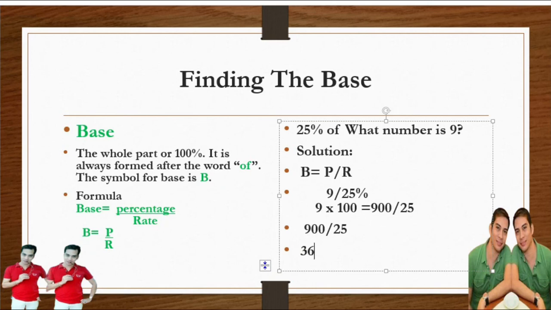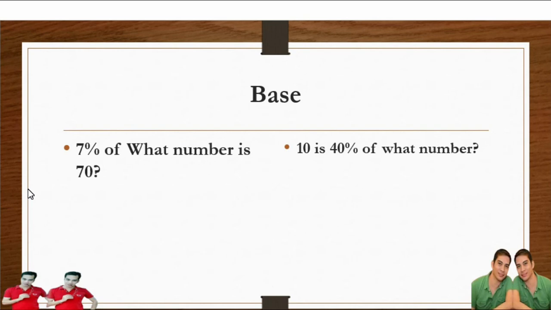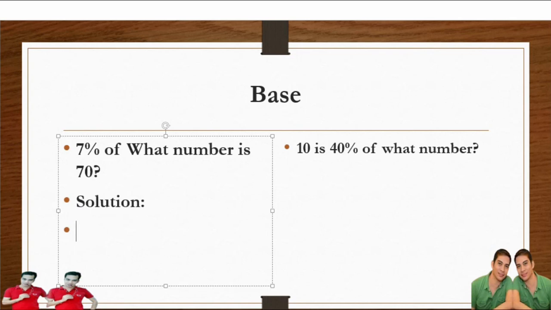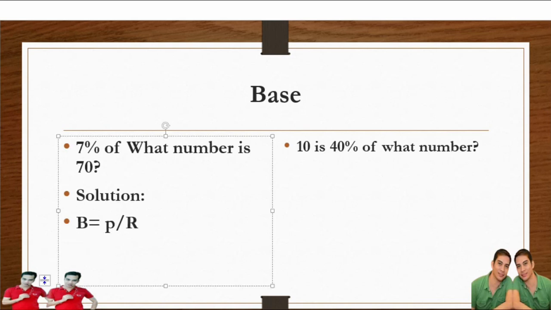25% of what number is 9? The answer is 36. Next, 70 is 7% of what number? Solution, base equals P over R. Apply the formula, base equals P divided by R.